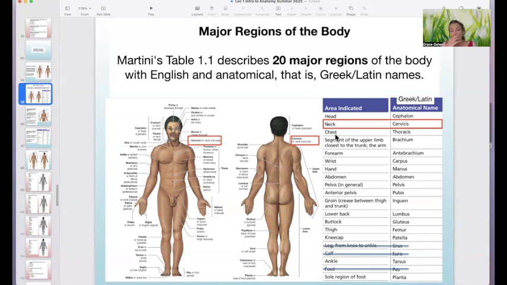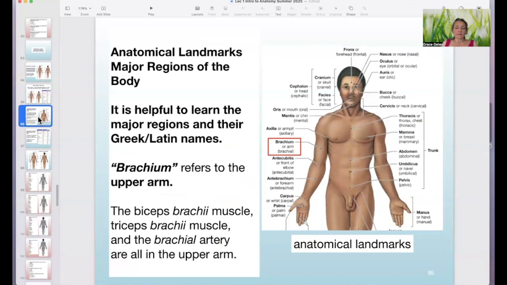Some may already be familiar to you. So the neck has an anatomical name of cervicis. And then the arm, in this example, the upper arm, which is called the arm in anatomy, the lower arm being called the forearm, is called the brachium. And then it's helpful to learn the word brachium means upper arm because multiple anatomical structures are named using brachium as part of their name.